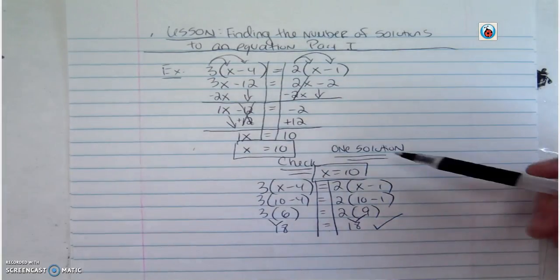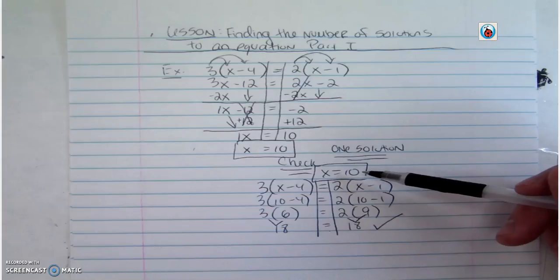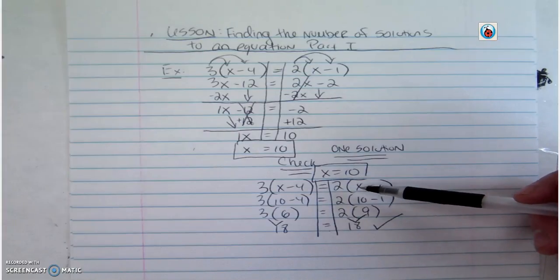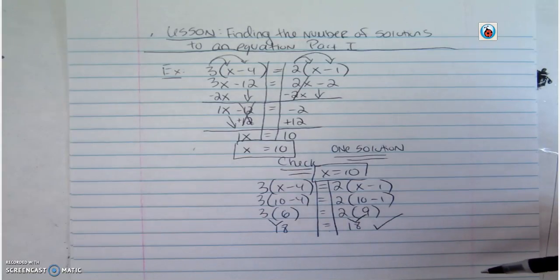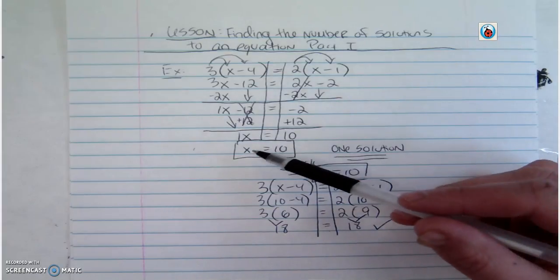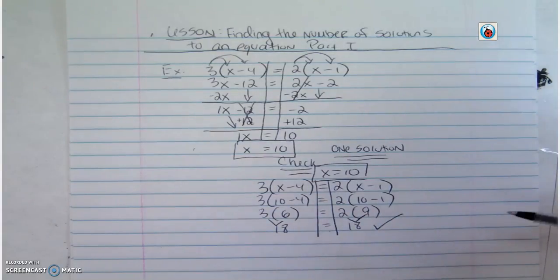Now, again, this means one solution because if I tried to sub in 5 or negative 2 or 1/2, that, in fact, is going to not check out. Okay, so this equation in part 1 of our video is what one solution looks like. You actually get an answer. X equals an actual answer.